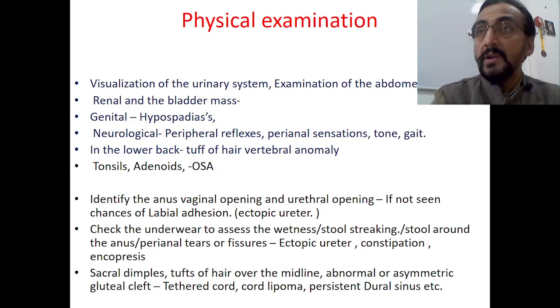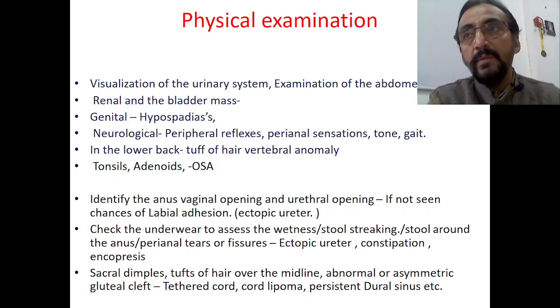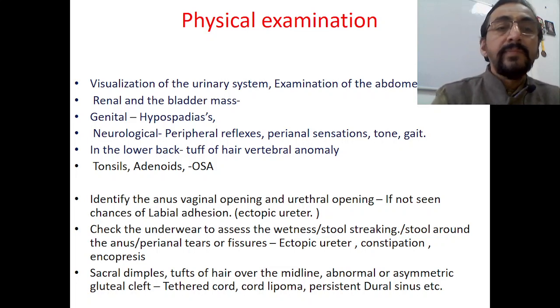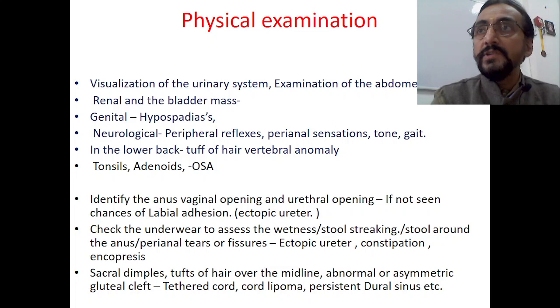Okay, congenital abnormalities, because we know that congenital abnormalities related to the genital system or the urinary system are always the most common causes of primary type of nocturnal enuresis. There may be some neurological abnormalities also, therefore examination of the neurological system is also important, especially peripheral reflexes, perianal sensations, then tone of the muscles, then gait of the child. So these things are very important.